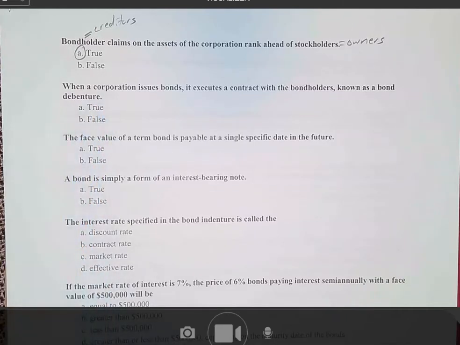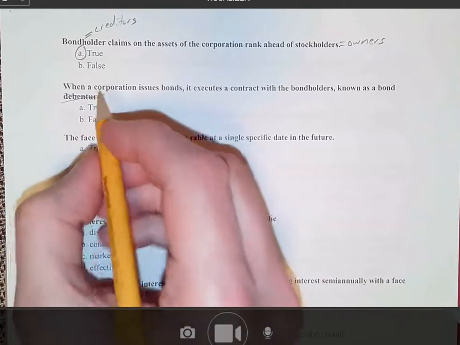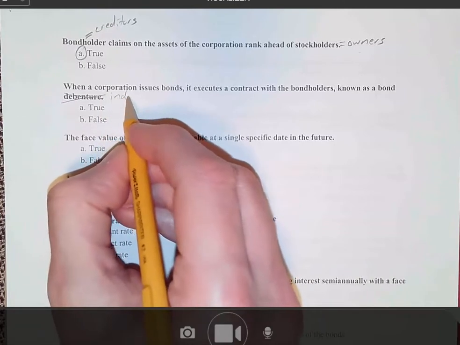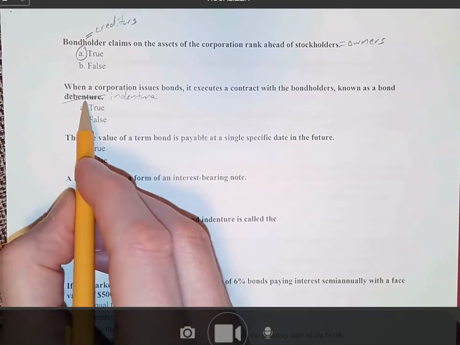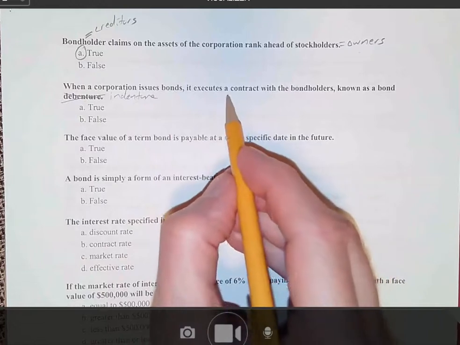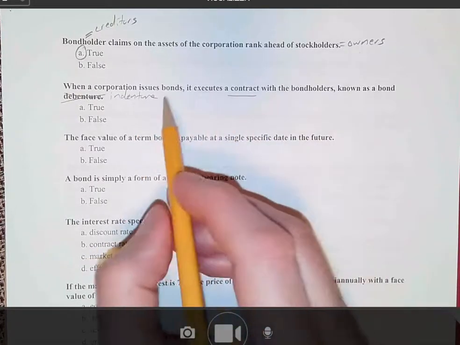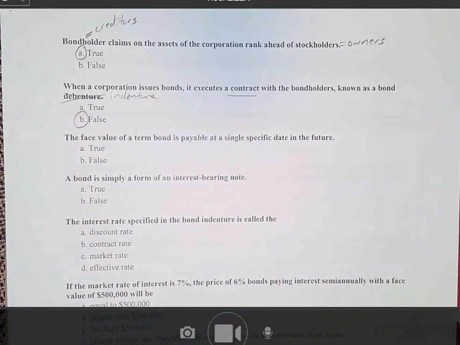Second question here says, when a corporation issues bonds, it executes a contract with the bondholders known as a bond debenture. Well, this is almost right, but instead of debenture, we want to call this a bond indenture. A debenture is a type of debt in and of itself, which is similar to a bond, but the contract that we're talking about right here is actually a bond indenture. So this is going to be a false statement.